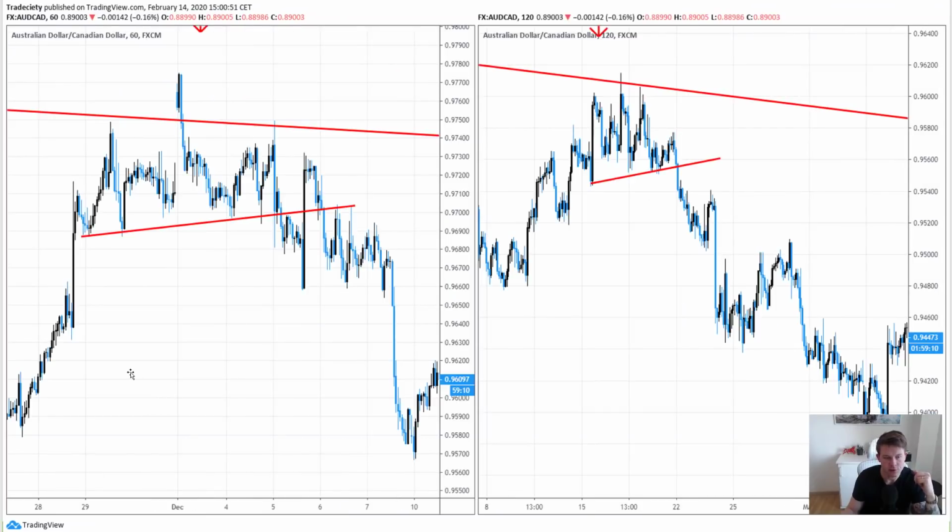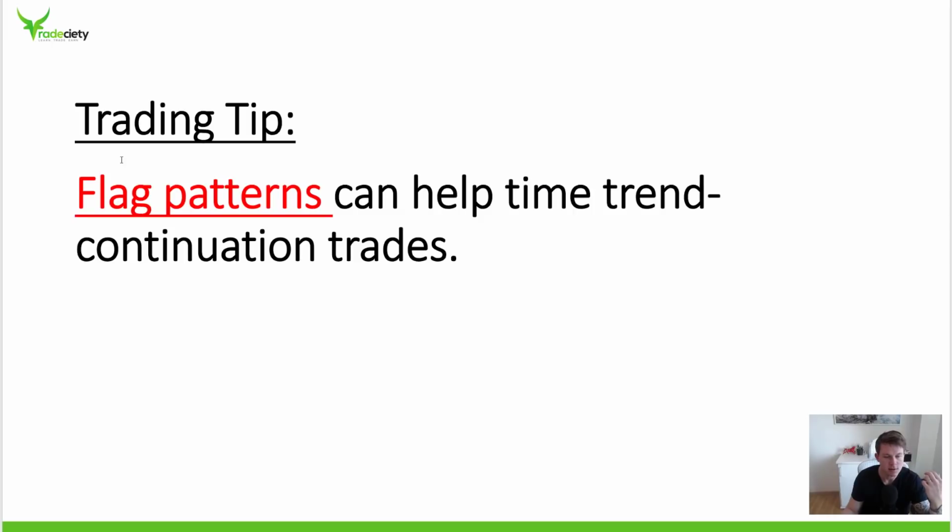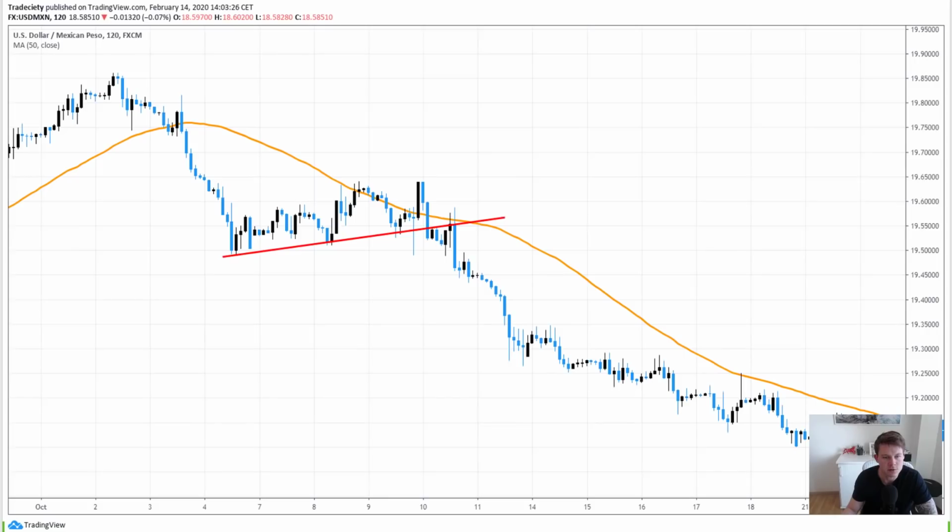So really interesting how you can use this also with a top-down approach. The third pattern is the flag pattern, which is probably one of the most commonly used ones. It's a very high probability trading setup that works really well. It's also a trend continuation and trend following approach.